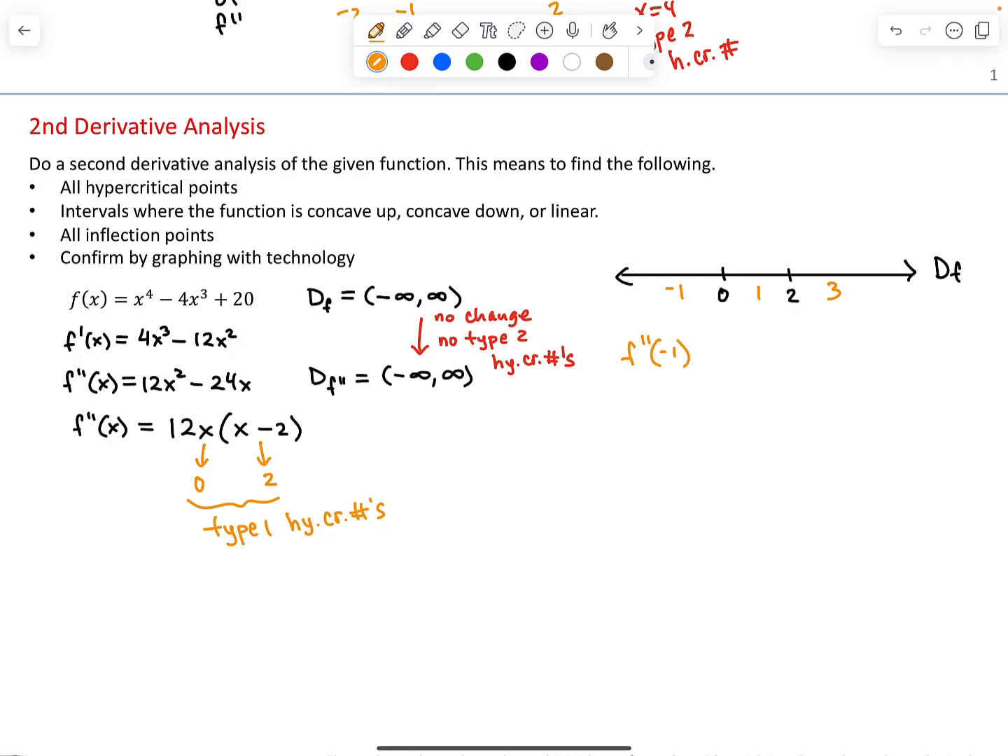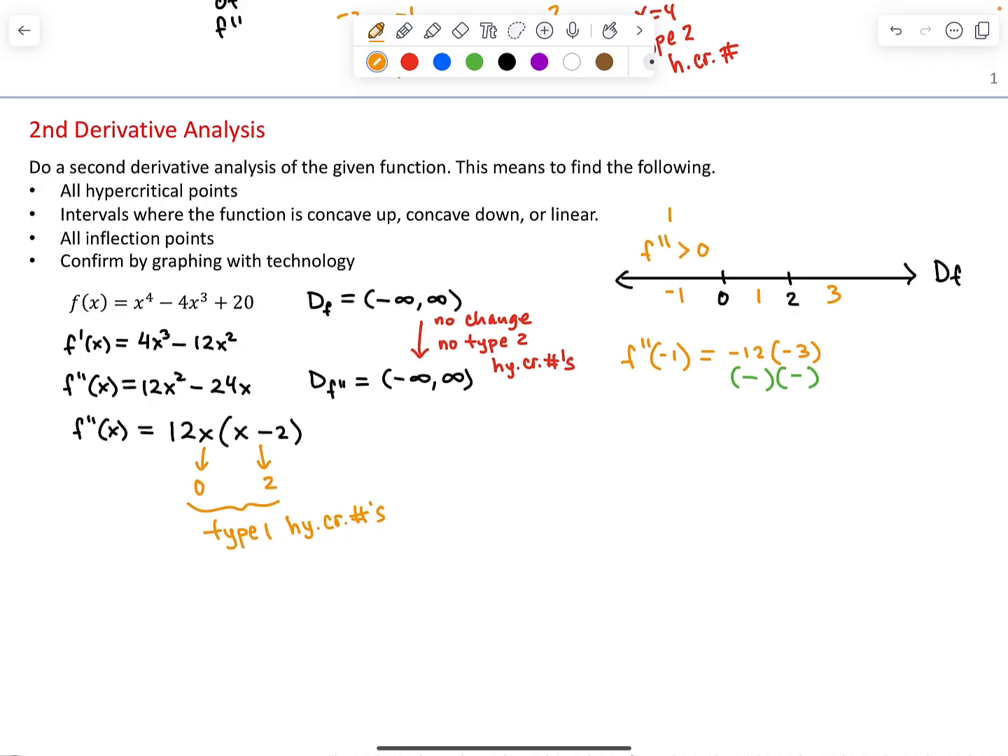And normally I do this work in my head, and I use this factored version of the second derivative to just keep track of signs. So f double prime of -1 will be 12 times -1, which is -12, and then it's -3. But all that really mattered to me was that we had a negative number times another negative number, and a negative times a negative is positive. So the second derivative is positive on this interval. I like to put 2 plus signs to remind myself that this was a positive second derivative. That means we have concave up.